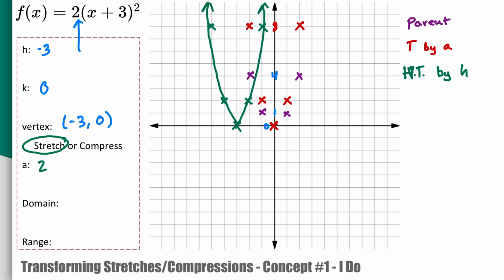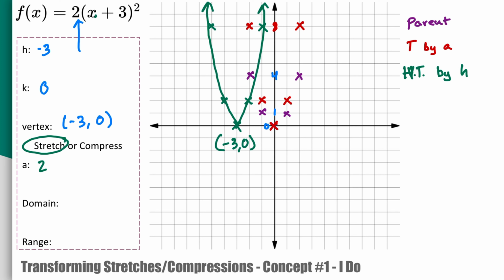And I mean, we could even verify this if we wanted to, right? We see that at x is negative 3, we get to 0. So if I plug in x of negative 3 plus 3 is 0. 0 squared is 0. 2 times 0 is 0. So I do have that point of negative 3, 0, right? So that shift should have been to the left there, just like we did, okay?